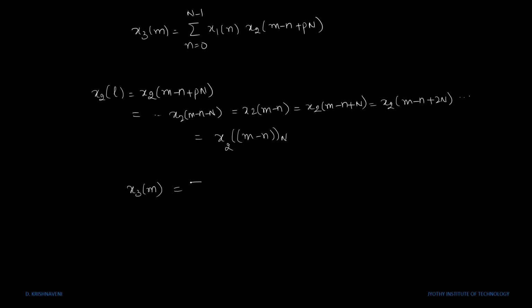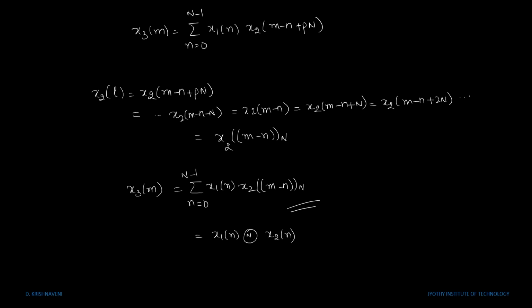So x3 of m is equal to summation n is equal to 0 to N minus 1, x1 of n x2 of m minus n modulo N, and this is the circular convolution formula we got. So circular convolution in the time domain is equal to the product of individual DFTs in the frequency domain.